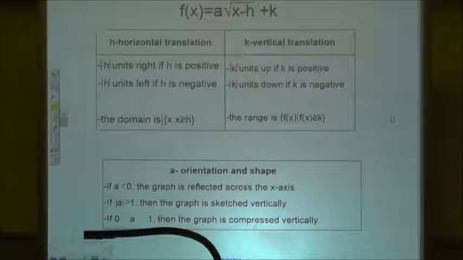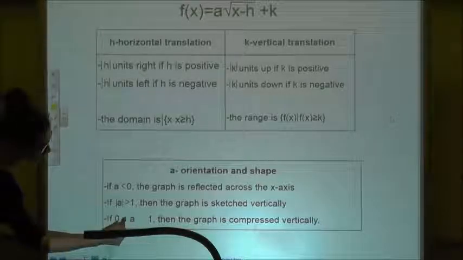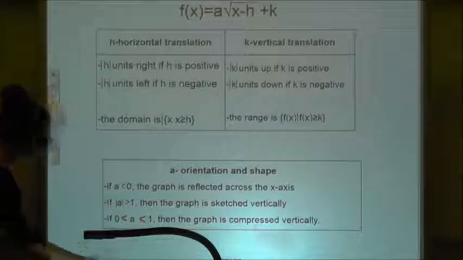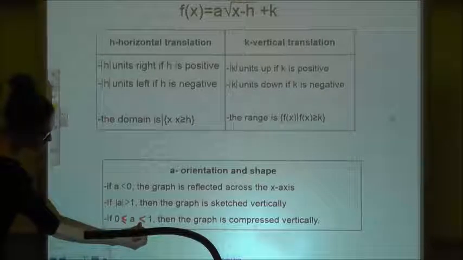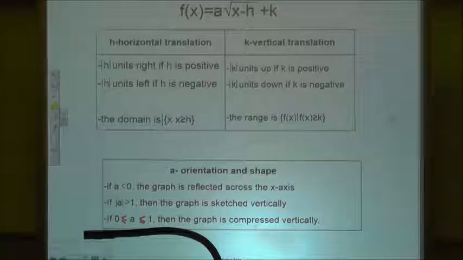Then your a is the number at the front of your radical. So if it's less than 0, it's going to reflect across the x-axis. If it's greater than 0, then your graph is stretched vertically. And this should say, I don't know why the symbols aren't up there, but if it's in between 0 and 1, then the graph is compressed vertically.